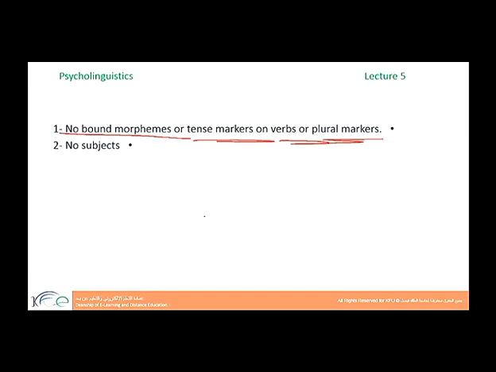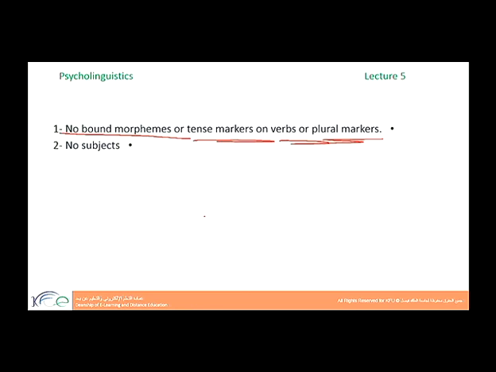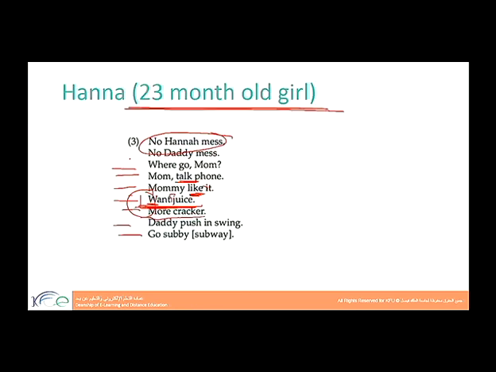But overall, there are no bound morphemes or tense markers like past tense ed, or even plural s. No plural s here. And no subjects, like here. Want juice. Who wants juice? I want juice. He wants juice. Who? So there is no subject.